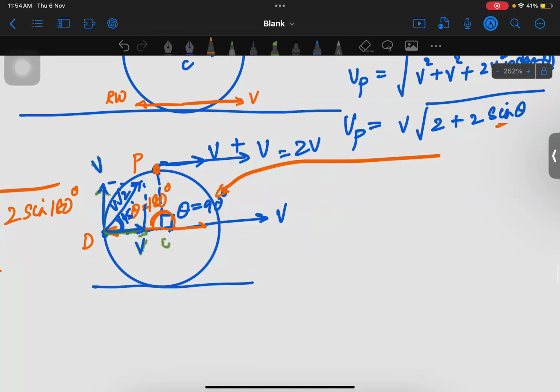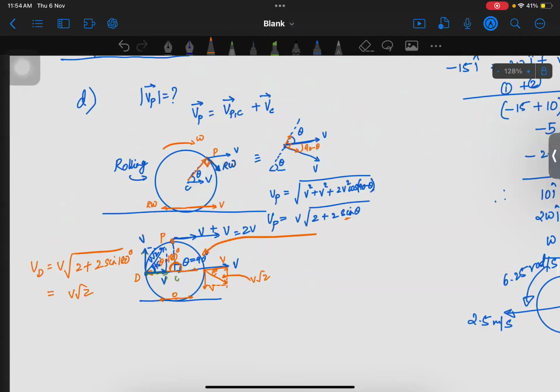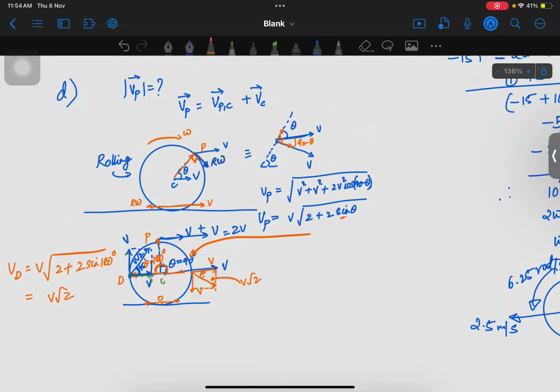And similarly, you can estimate the velocity of this point over here: R omega this way, which is V this way, plus the V this way towards the horizontal. And in this direction, we'll have V root of 2. And the bottom point has a velocity of 0 anyway. So these were some important points on this rolling motion.